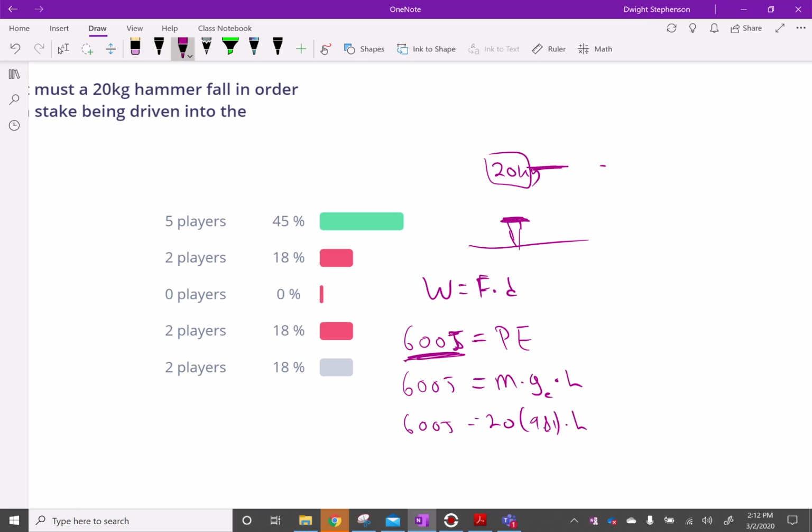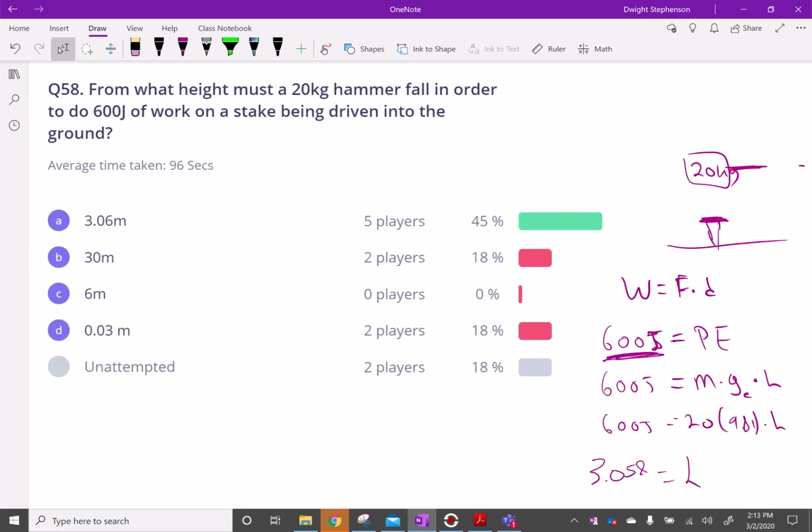If you do 600 divided by 20 times 9.81, let me do this real quick. We get 3.058. So this height should be 3.058, which rounds up to 3.06. All right.